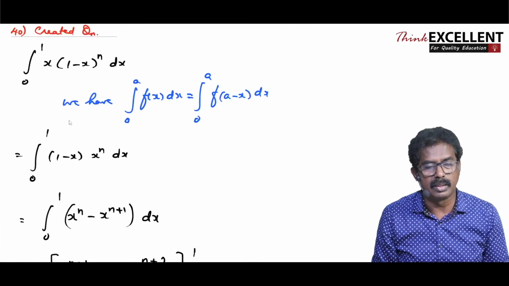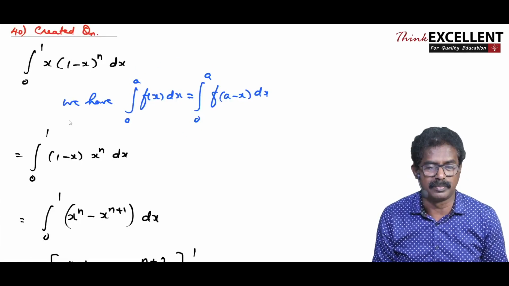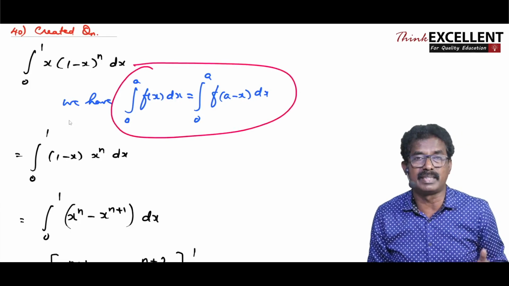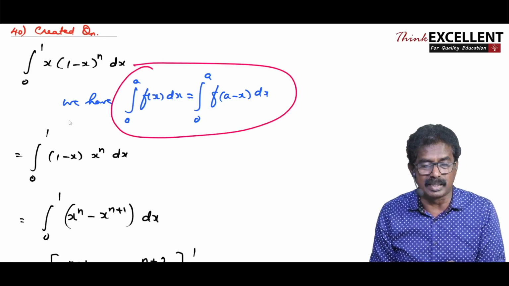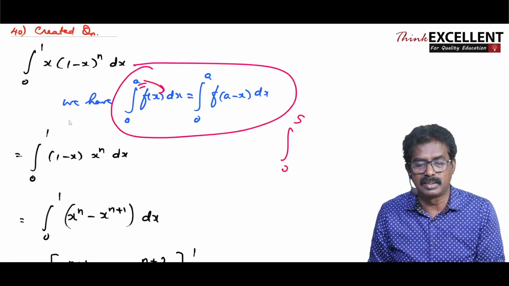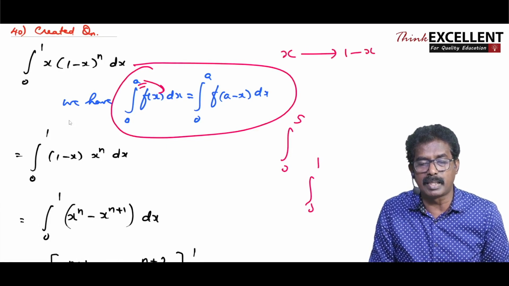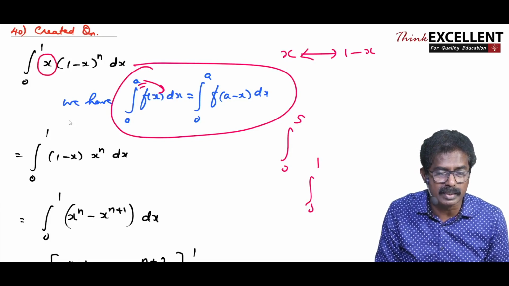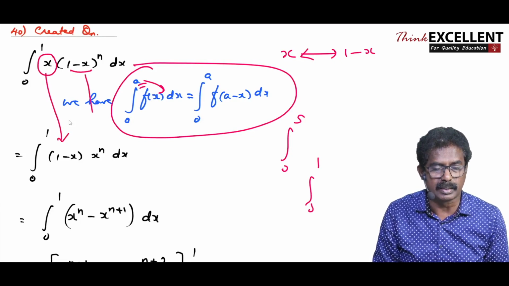Now the last question: integral 0 to 1 of x into 1 minus x raised to n dx. So we have a property: integral 0 to a of f of x dx, the lower limit must be 0, equals integral 0 to a of f of a minus x dx. If a comes, then a minus x. If 0 to 5 comes, then 5 minus x instead of x. For 0 to 1, 1 minus x instead of x. So when you use that property, the x becomes 1 minus x and the 1 minus x becomes x.